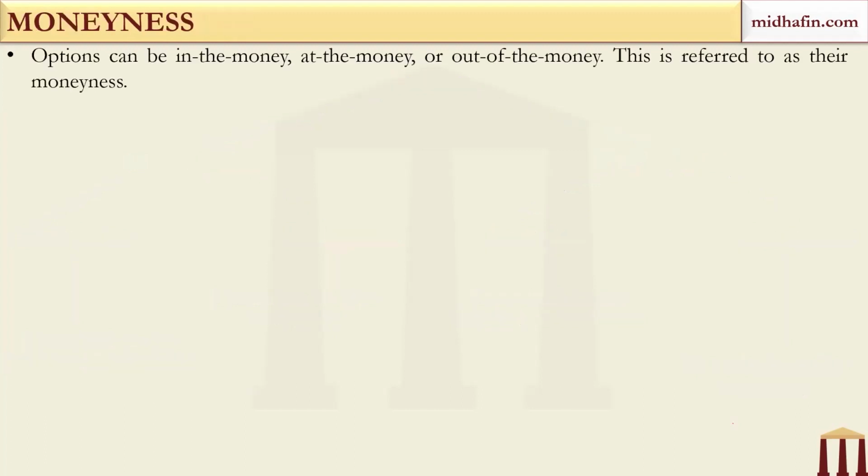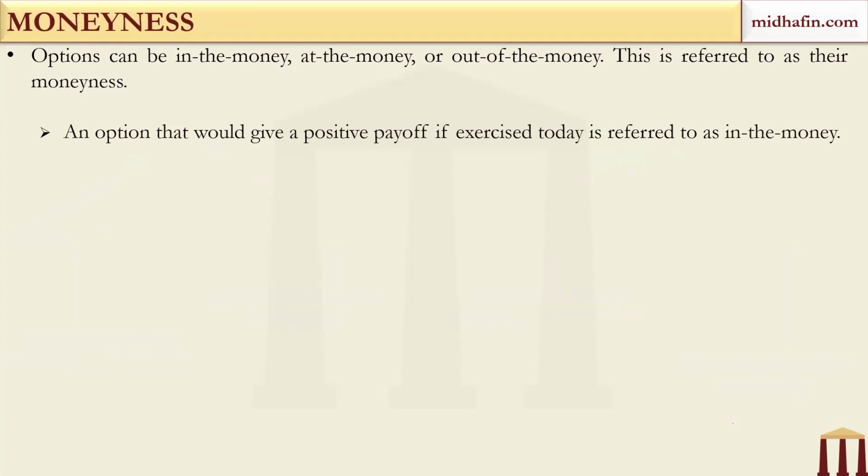Now, the next important thing that we need to understand about options is moneyness. Moneyness can be of 3 types: in the money, at the money, out of the money. In some literature, you may also find 2 more extra categories, that is deep in the money and deep out of the money. But that's nothing different than in the money or out of the money, because in the money and out of the money are the general definitions. So let's understand what these definitions are.